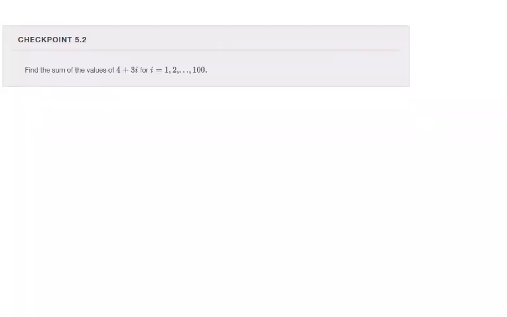All right, so try this one out. Try to find the sum of 4 plus 3i for i from 1 to 100. Okay, so let's start with writing this in sigma notation.